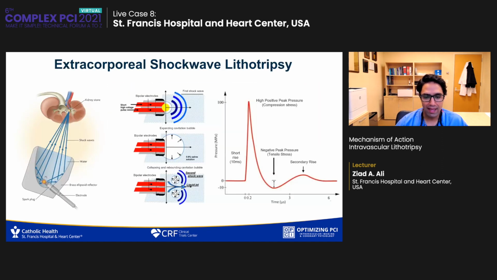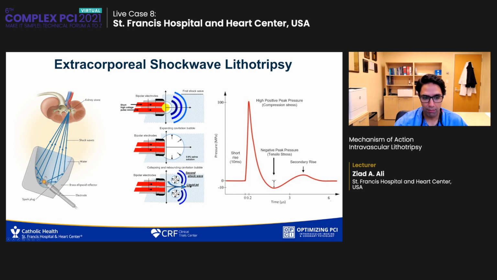Now, to understand this, you really have to go back to the original lithotripsy, which is extracorporeal shockwave lithotripsy. In extracorporeal shockwave lithotripsy, basically you have a wand that's on the outside of the body. You have an electrode and a spark plug. And what happens is you create a spark on the inside of this electrode, but it sits in what's effectively like the reflector of a flashlight.